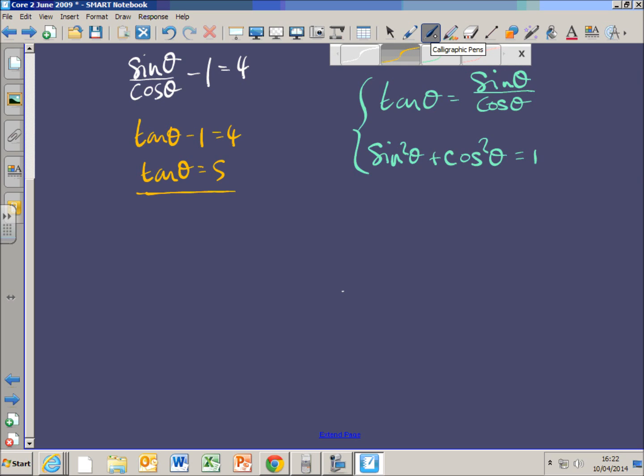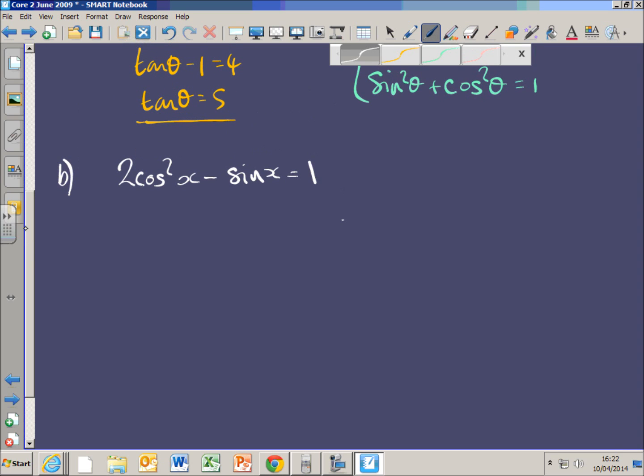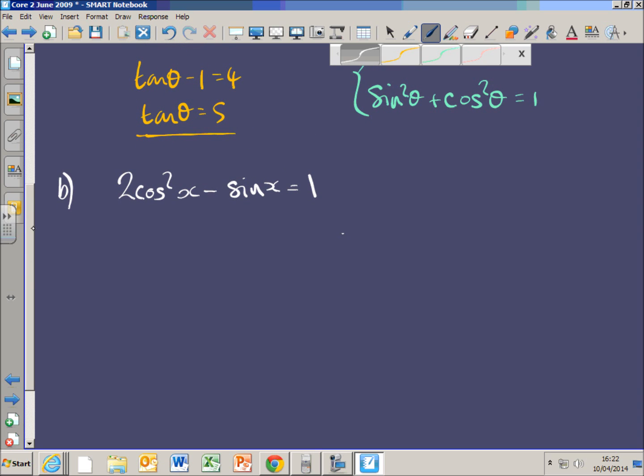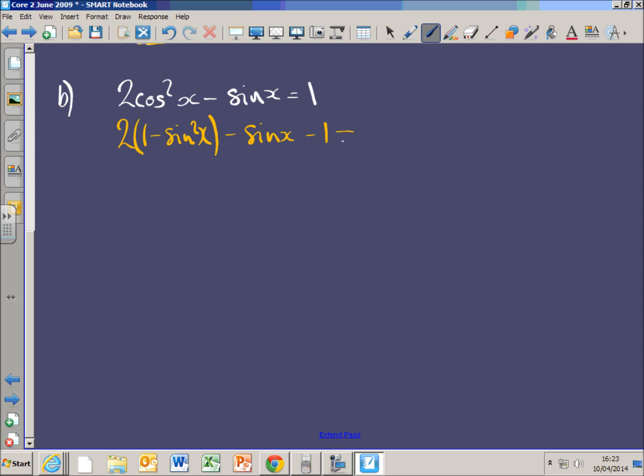For part B, we're given this 2 cosine squared x minus sine x is equal to 1, and it wants us to write it in just with sines in, so we're going to use the other trig identity, the sine squared plus cosine squared equals 1, and if sine squared theta plus cosine squared theta equals 1, then cosine squared theta equals 1 minus sine squared theta. So I can just come over here and change that cosine squared there to 1 minus sine squared x. And then I still got minus sine x. And I'm going to bring the 1 over, put that all equal to 0.